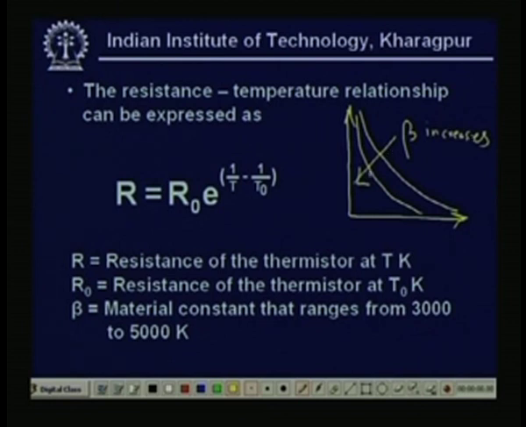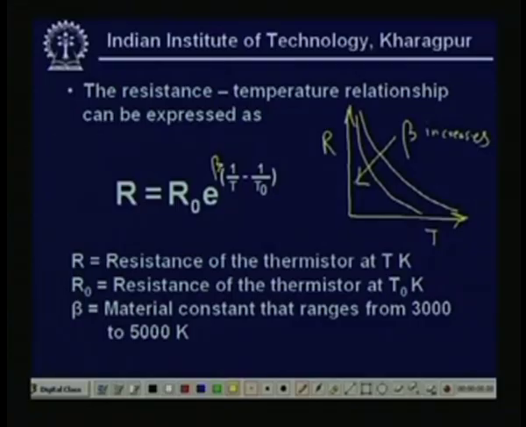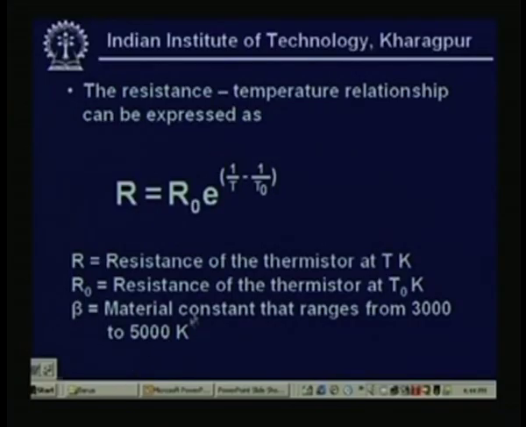As you can see, if beta increases, the sensitivity of the thermistor, that is, this temperature versus resistance relationship, also increases. That means for the same rise of temperature, I will get a higher decrease of resistance. So, that is always an advantage for making any instrument, that the instrument should be more and more sensitive. Clear? I should go back. As I told you, beta should be multiplied.